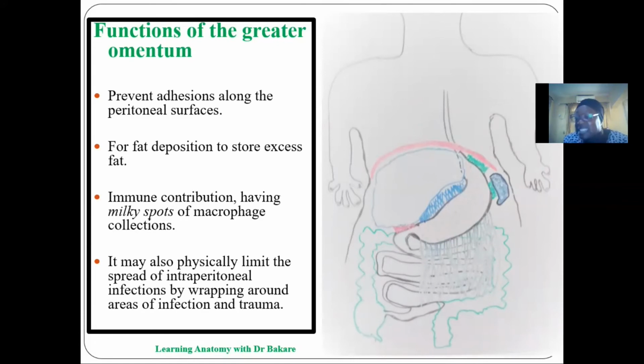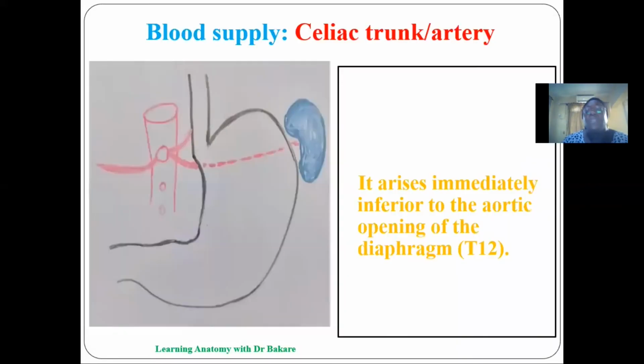So if it sees that a particular organ within the abdominal space is infected, it's going to wrap around it so as to prevent the spread of that disease to other organs that are located within the abdomen. So let's look at the blood supply of the stomach. The blood supply of the stomach is from the celiac trunk.